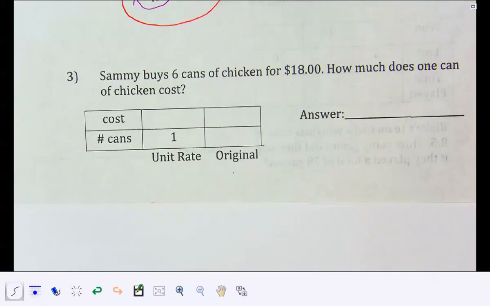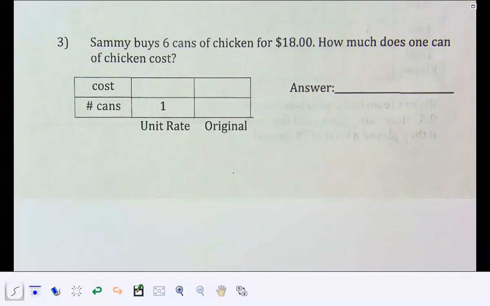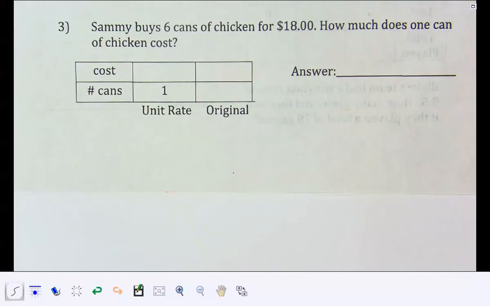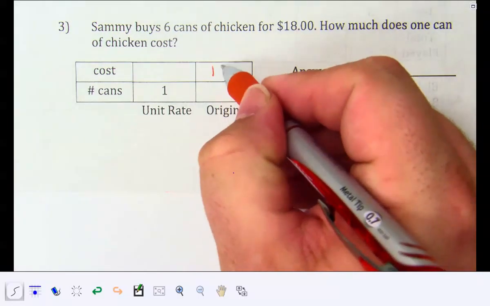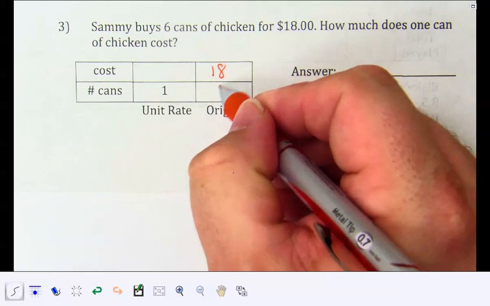All right, let's look at number 3. Sammy buys 6 cans of chicken for $18. How much does 1 can of chicken cost? Now, you could have done this in different ways, but they gave us a table and they gave us the categories already set up for us. So, $18 for 6 cans. The cost is $18, and there were 6 cans.